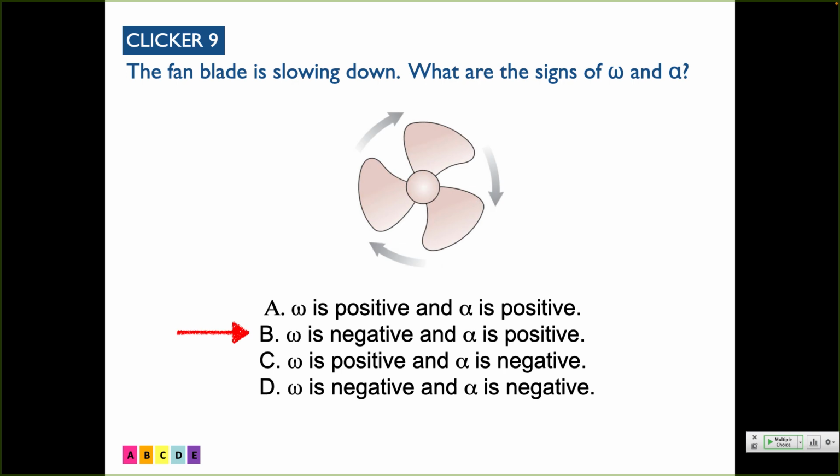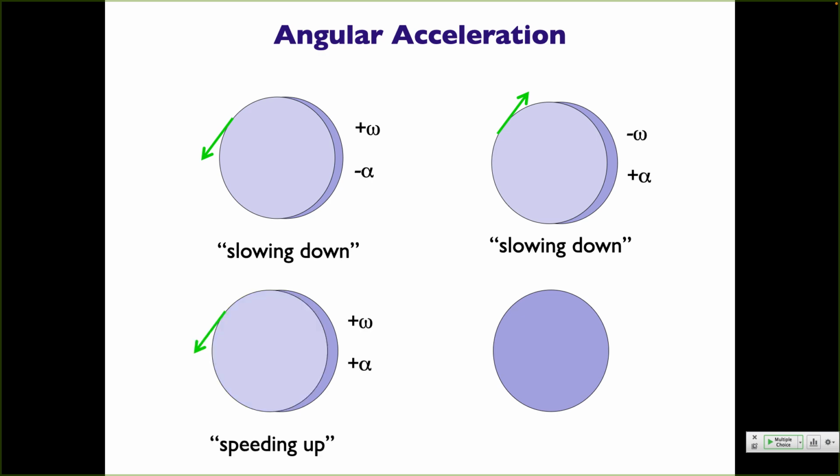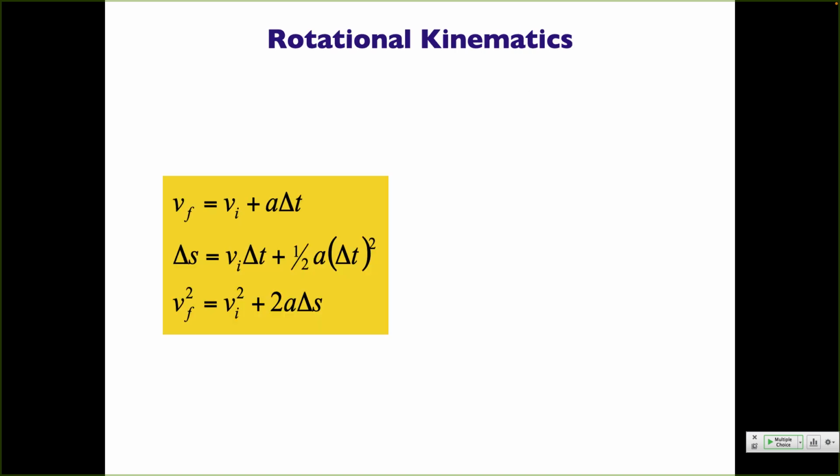So that's going to be answer B. All right, so for angular acceleration, remember, these are the two ways you could slow down. If you have a positive angular velocity, that would be counterclockwise, and then you have a negative angular acceleration. If you have a negative angular velocity and a positive angular acceleration. And if they're both positive or both negative, you're going to be speeding up, okay? Just as a reminder, here are our kinematics equations that you should be very familiar with now, okay?